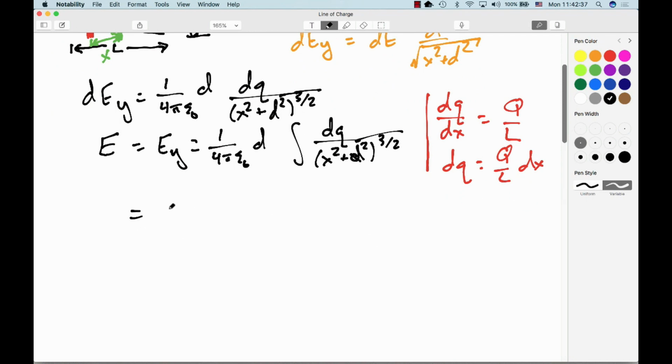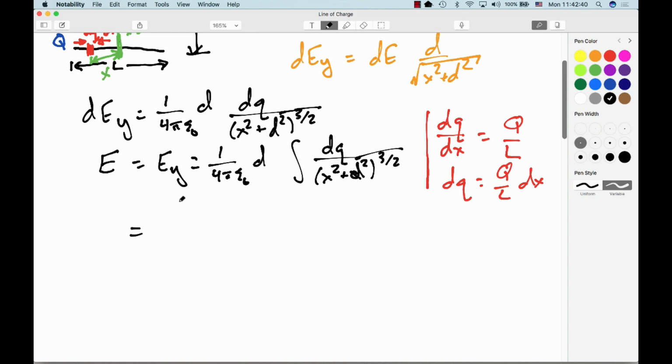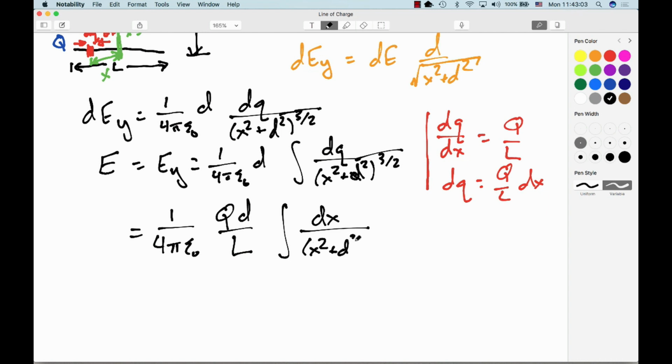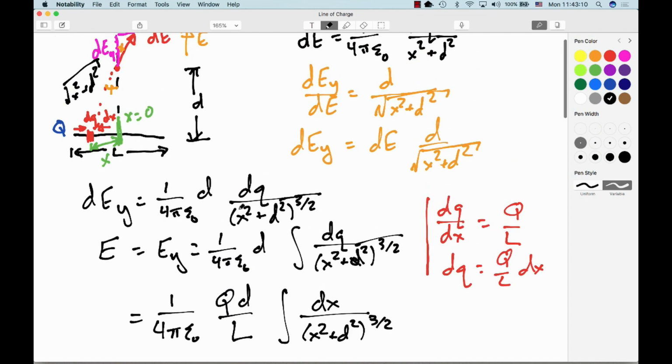So we now have that the electric field strength will be 1 over 4 pi epsilon naught, and we've got a q, a d over L, pulling out the constants. Now we're left with the integral of dx over (x squared plus d squared) to the 3/2 power. And we need to think about our limits of integration.